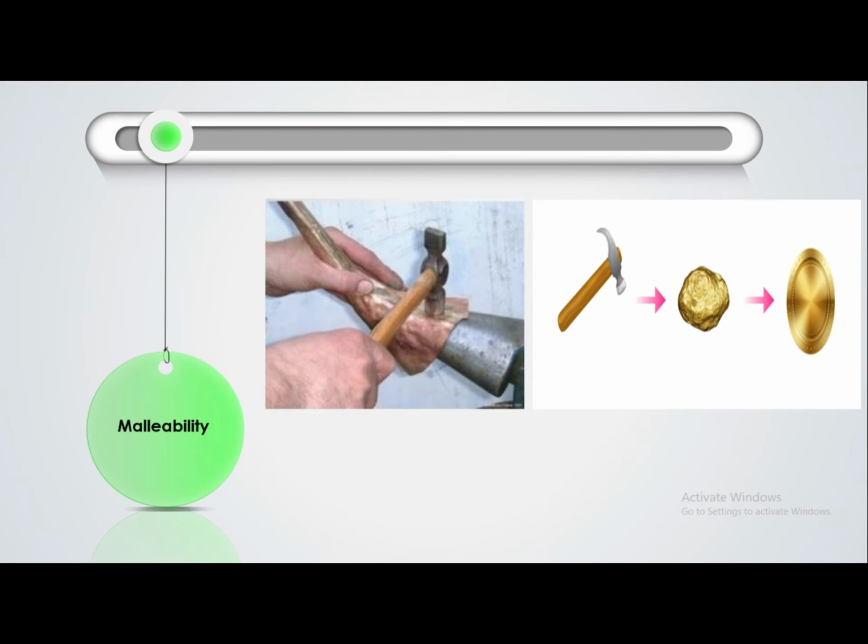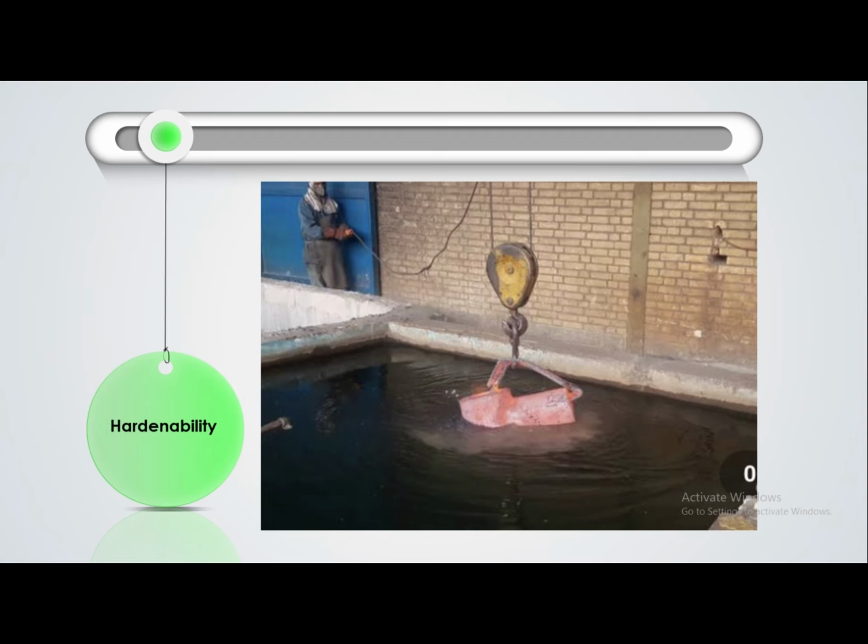Number seven is the malleability. The malleability is the ability to deform under compressive stress, which can be easily formed by hammering or rolling. Number eight is the hardenability. The hardenability is a term used to describe a material's ability to be hardened when it's exposed to heat and then quenched or cooled rapidly.